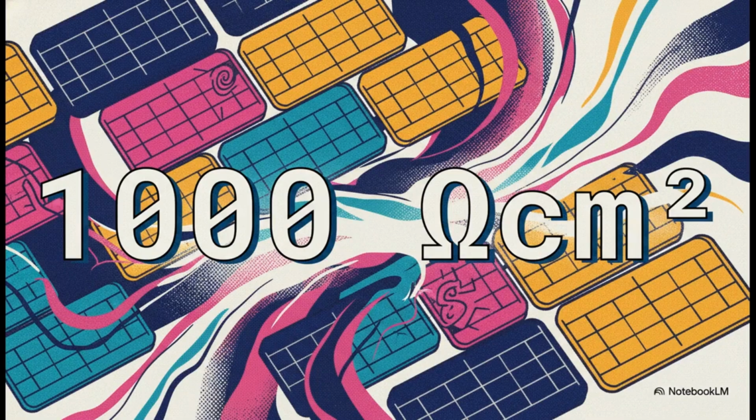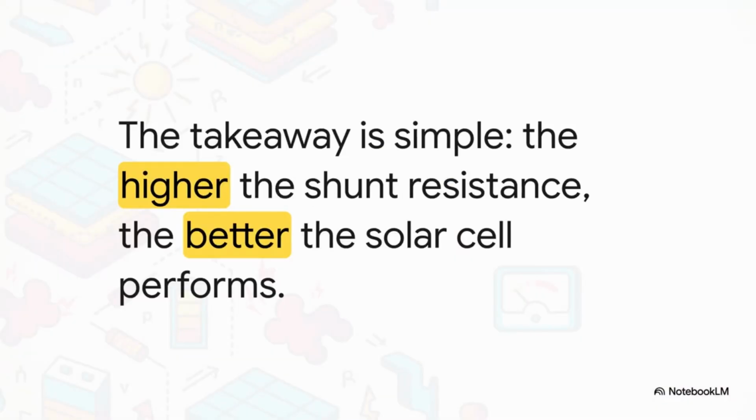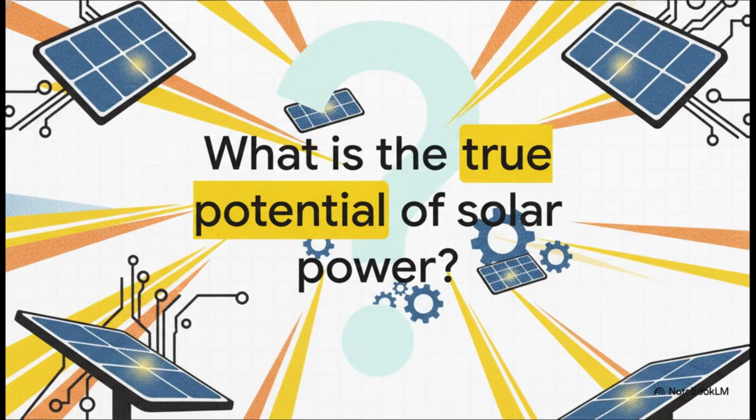So what's a good number? For commercial cells, you're looking for something around here. So the main takeaway is simple. Higher shunt resistance is always better. It means fewer leaks. It really makes you wonder, right? What if we could get rid of these tiny defects completely?